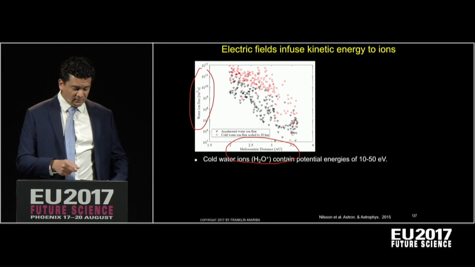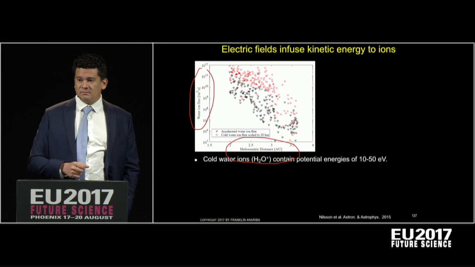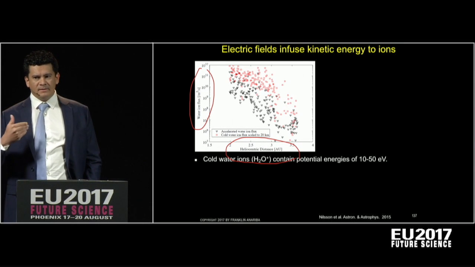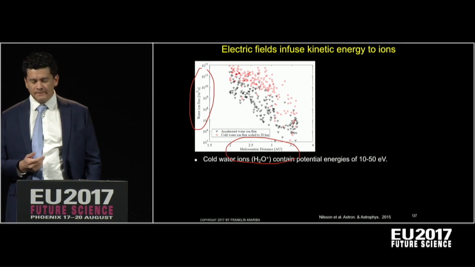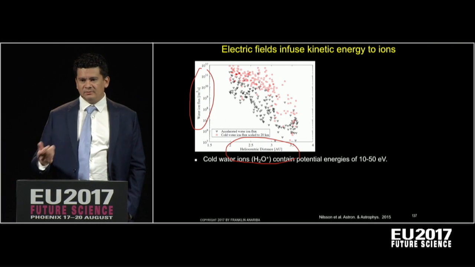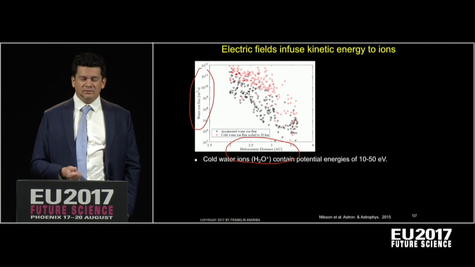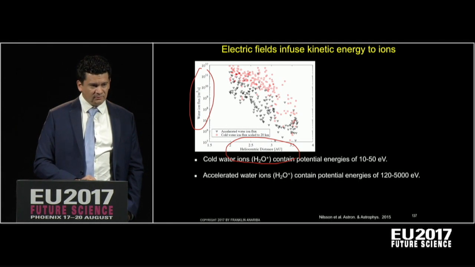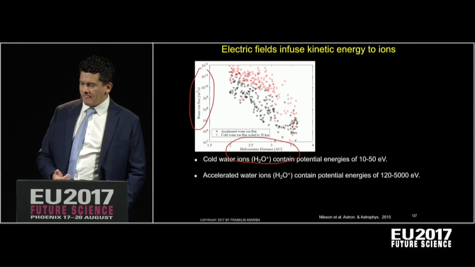So I'm not going to say it's not water ions, but I'm just going to give you a reminder of how the conclusion came about. It could be something else. It could be other volatiles. There's a lot of volatiles around 67P that are also there. So the important thing is that these ions do have velocity.